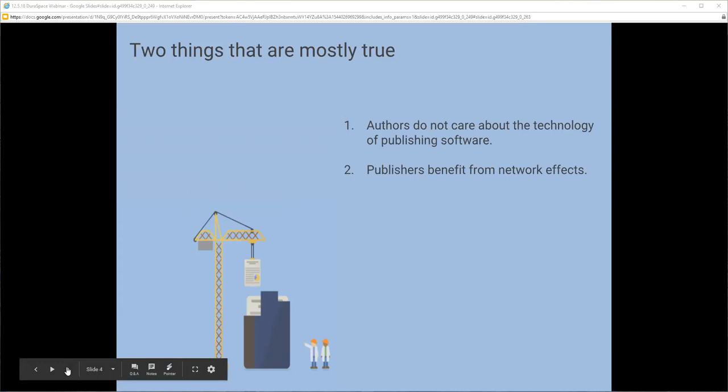The second thing is that publishers benefit from network effects, or maybe it would be more accurate to call it economies of scope. A publisher that operates, say, a discovery service or a reference management service can use data from that service to drive authors towards their journals. And if they control downstream data services, those services benefit from knowing what the authors are publishing. They can cascade papers into their own journals. So the bigger a publisher's program, the more they benefit. So those two things are true.